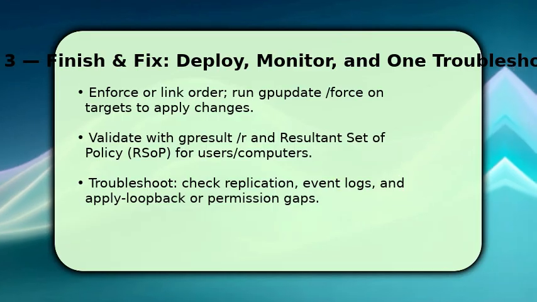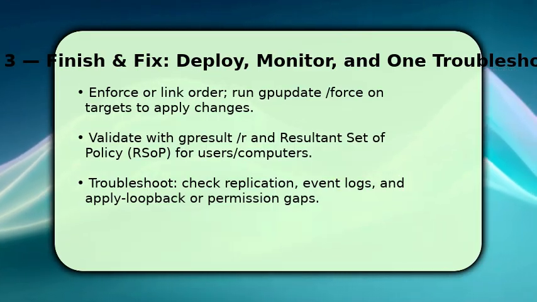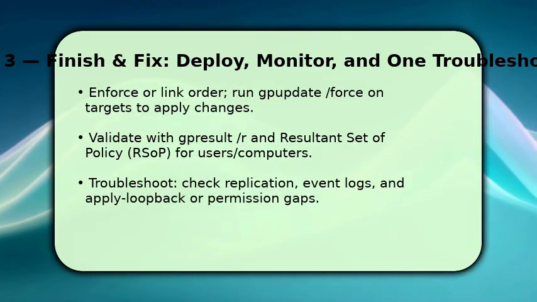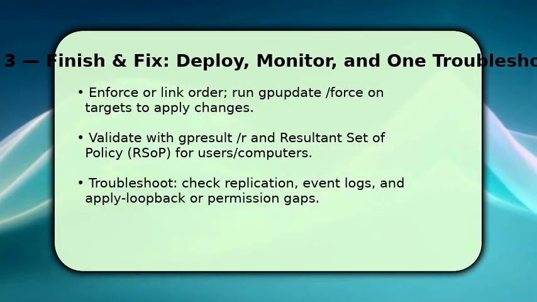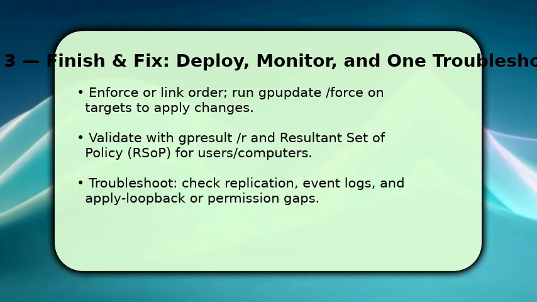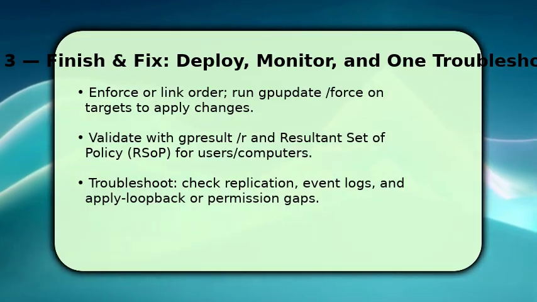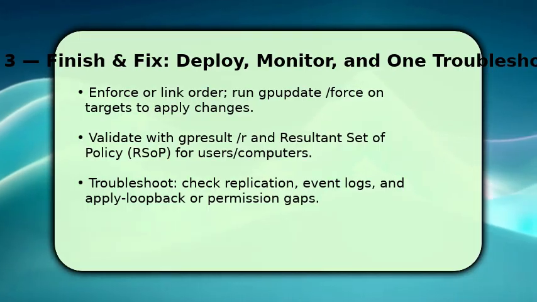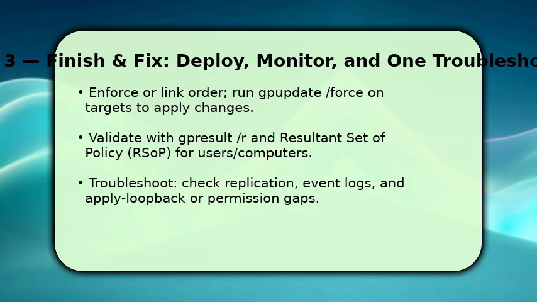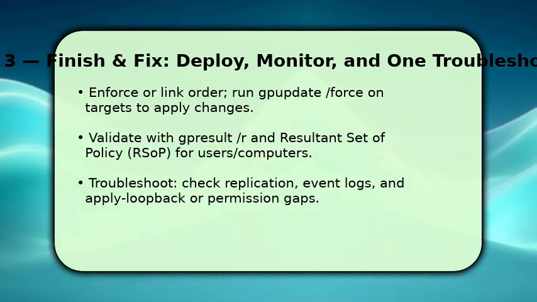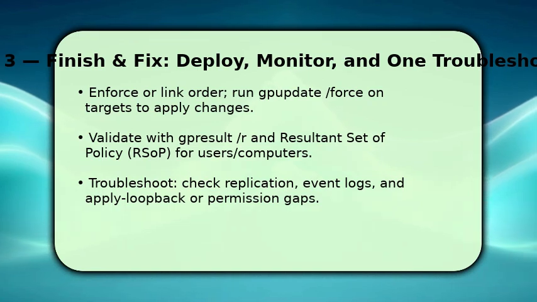You should validate results using gpresult /r and RSOP tools for both user and computer contexts. This proves whether the right settings applied. If things go wrong, check replication and the sysvol share, review event logs, and confirm permissions or apply loopback mode if needed. One key tip: if a GPO seems ignored, verify security filtering and delegation first.